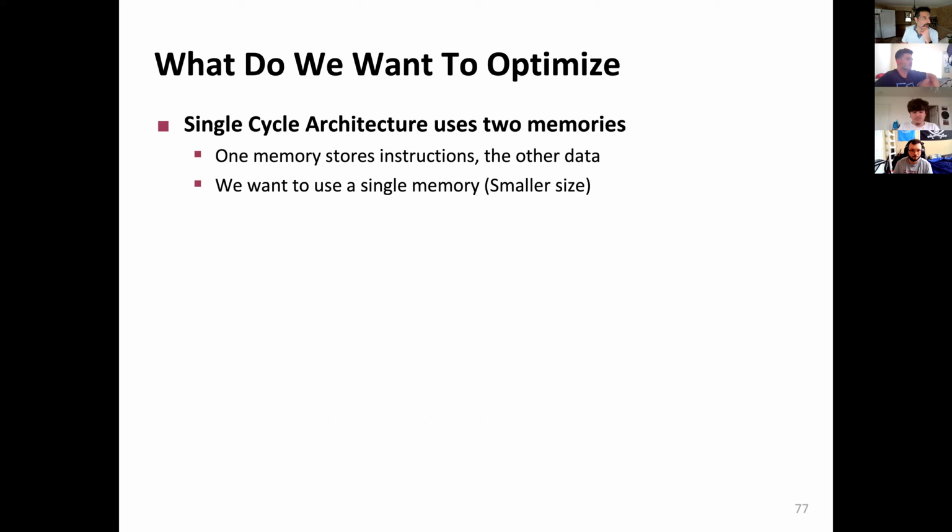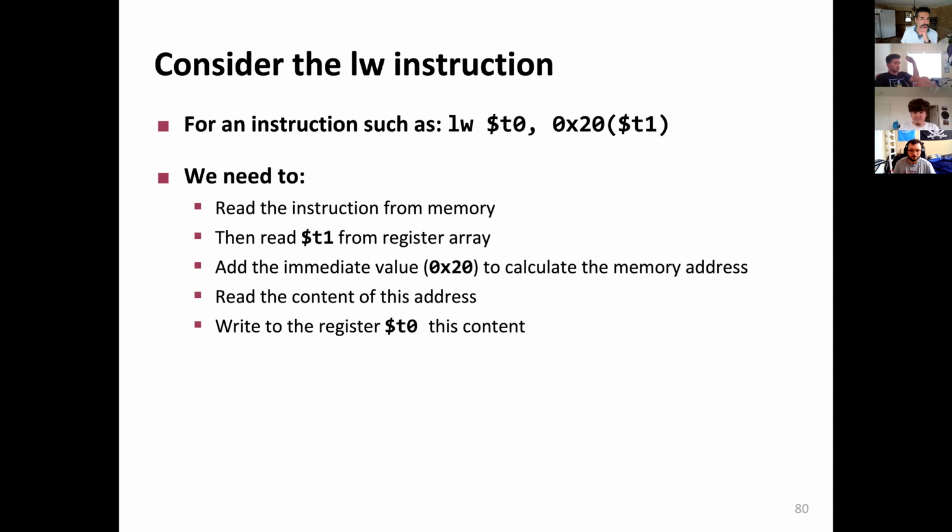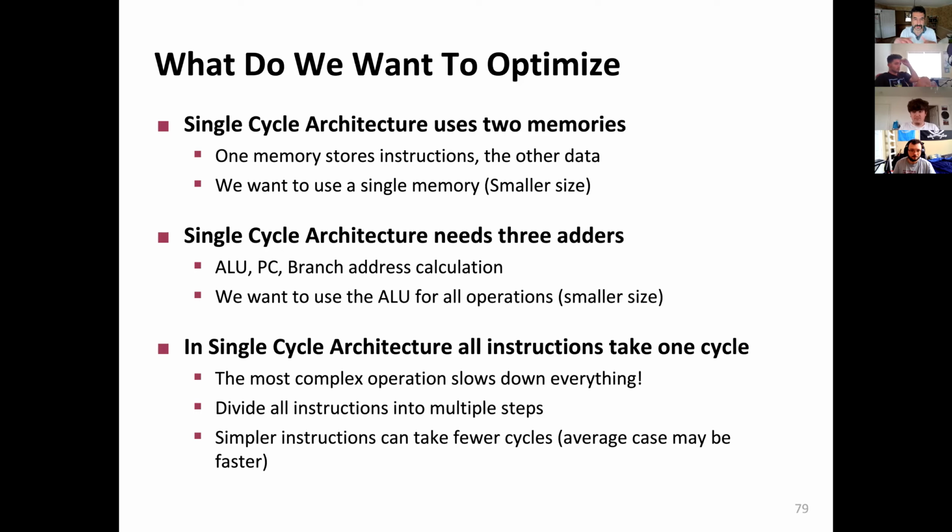So what do we want to optimize here, right? We obviously want to have a single memory. That's one thing. We don't want to separate instruction and data memory. And as I mentioned, we want to reuse resources instead of repeating them for different purposes. So we want to reuse things and increase the utilization of these resources for the machine, for different instructions.